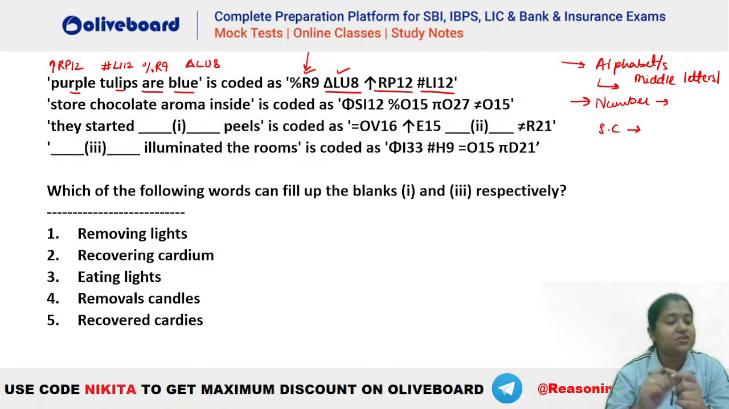You can see it is also dependent on the word length. Okay, here also we are talking about the word length. What is the word length of purple? You can see that's 6. Similarly for tulips also we have 6. Now 6 into 2 gives us 12, right?